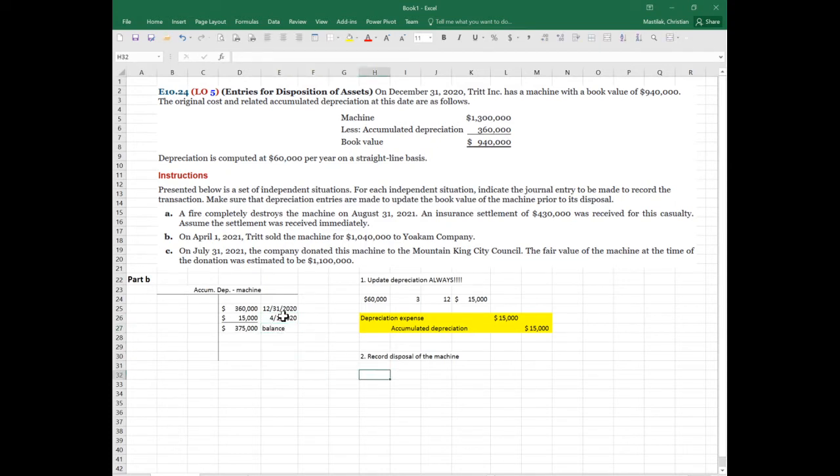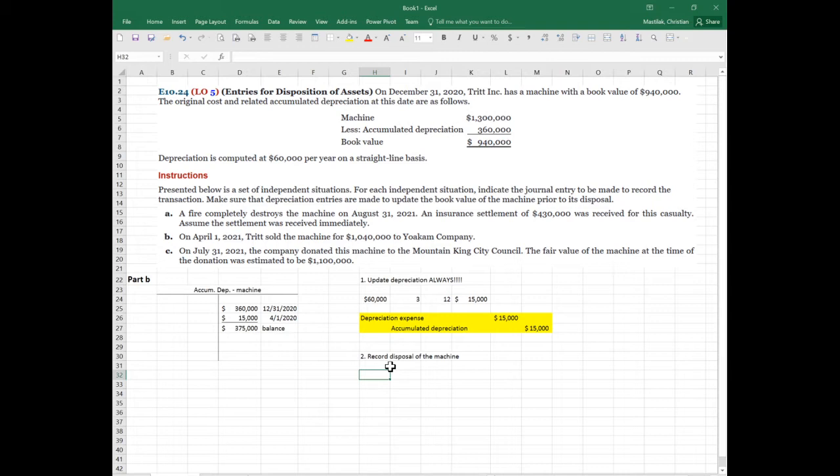Now, disposal of the machine. How do we record the disposal of the machine? So remember what our recording of a disposal of an asset needs to do. We have to take the asset off the books, we have to take the accumulated depreciation off the books, we have to record our consideration, and the rest is gain or loss. Let's go ahead and calculate our gain or loss.